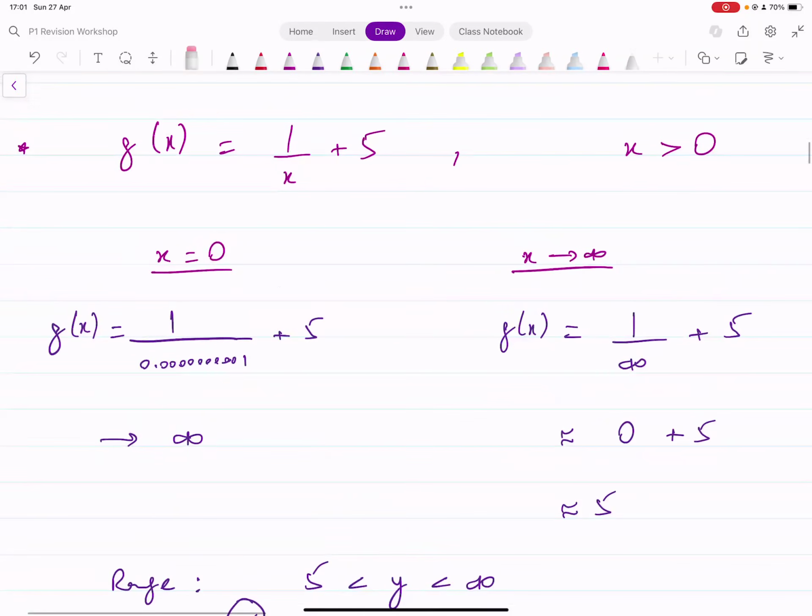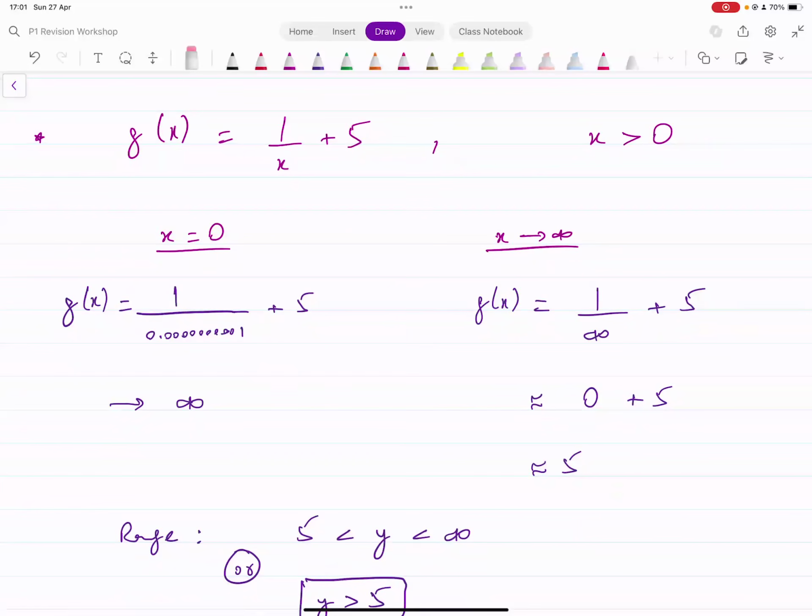Similarly, if you had an example like this, 1 over x plus 5, you want to find the range of this function. The domain of this function is x greater than 0. Now, again, how do you think about that? It's greater than 0. So what are the endpoints of the domain? The minimum value is 0. The maximum value is infinity again. It can go from 0 to infinity. We think about what happens when x is equal to 0, and we think about what happens when x is going towards infinity.